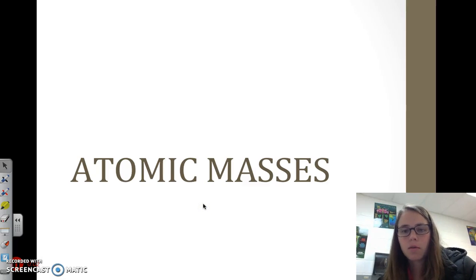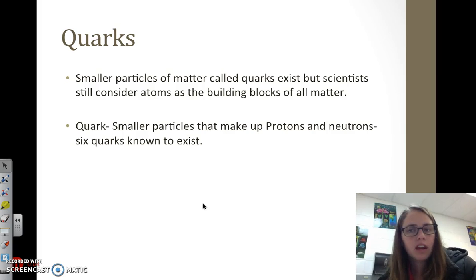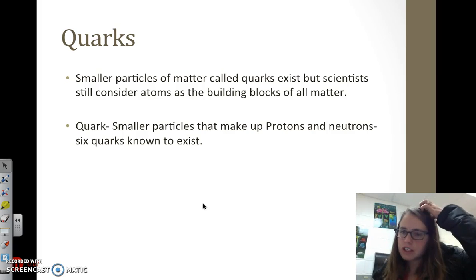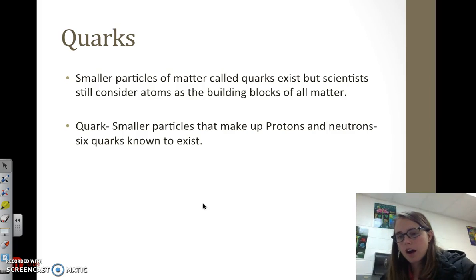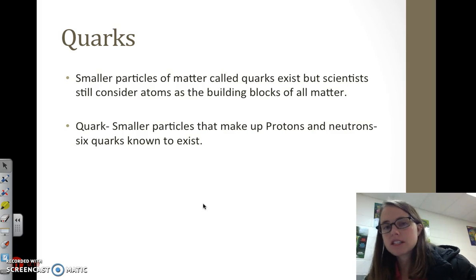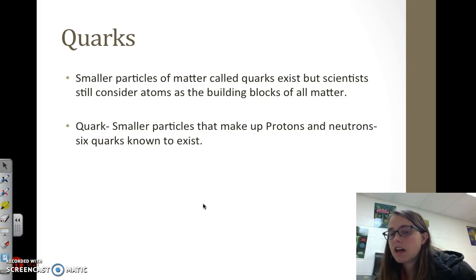Okay, we are going to talk about atomic masses. So these are relatively new ideas, but quarks are tiny particles of matter that basically make up protons, neutrons, and electrons, which make up atoms, which were thought to be the smallest things in matter, or the building blocks of all matter, and that still is the case. Even though we know of smaller things like protons, neutrons, and electrons, and then the quarks that make those up, we still believe that atoms are the building blocks of all matter.